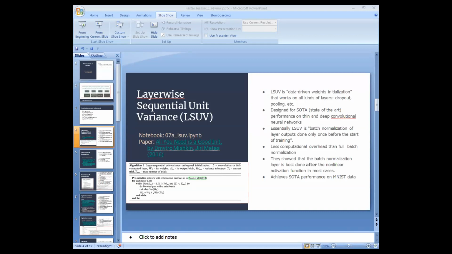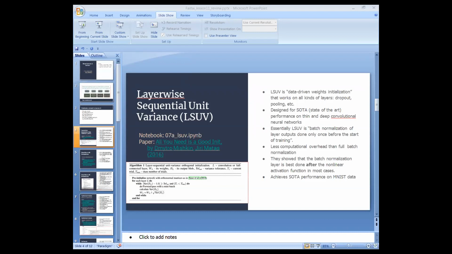Just as with batch normalization, they're aiming at state-of-the-art performance on thin and deep convolutional neural networks. Thin means that the number of nodes in each layer is relatively small, so it's not a wide network. I guess you'd call it narrow and deep. And deep means that there are many different levels, up to 1,000. People in the literature talk about networks with up to 1,000 layers, and they're still getting them to converge and perform well.